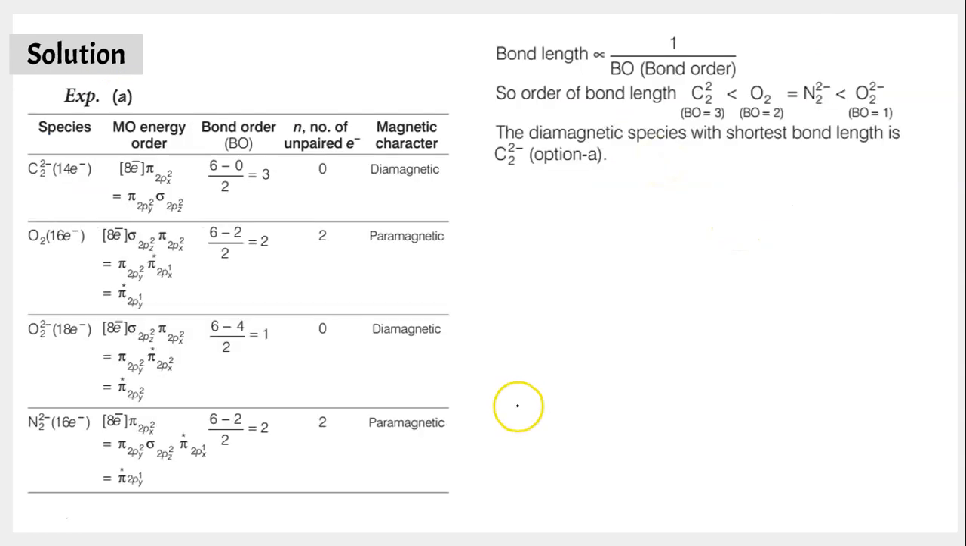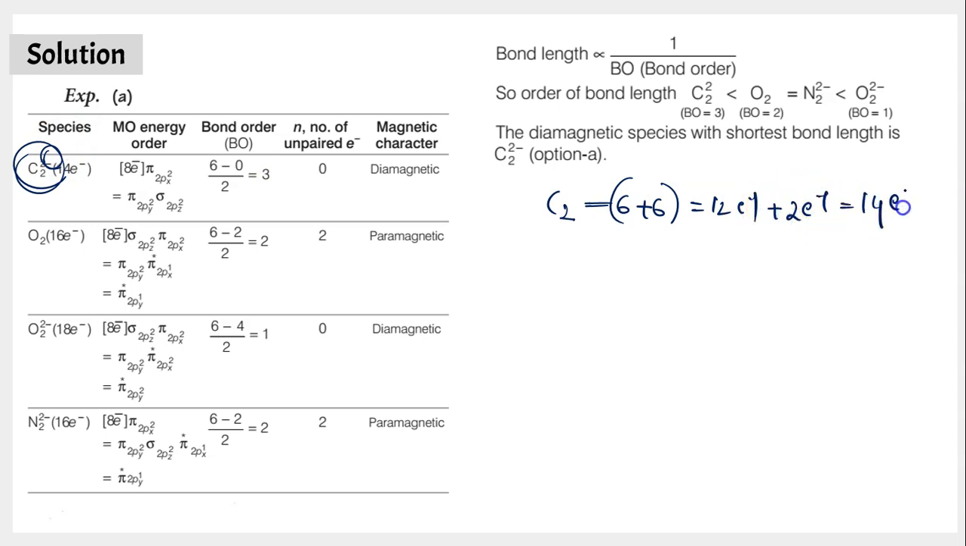Over here the solution is already written. Observe the solution. In the species C2 2-, since you are talking about C2, it's 2 carbons. Technically, you should have 6 plus 6, which is 12 electrons. But because you have a minus 2 charge, to these 12 electrons you must add 2 electrons more, which is 14 electrons in total. And according to molecular orbital theory, how do you fill up the electrons? You fill from 1s, then 2s, and then comes 2p, isn't it?